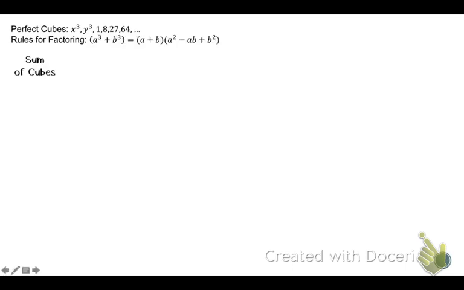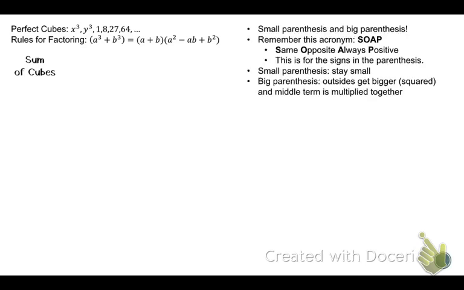So for sum of cubes, the rule for factoring is that formula that we just went through. If you want to memorize it, more power to you. I hate memorizing formulas. I hated when teachers told me, just memorize the formula. I was always like, that's stupid. So I like to remember small parenthesis, big parenthesis, SOAP. Small parentheses stay small, big parentheses get bigger. And don't get me wrong, there are some times that I might say, sorry, you just have to memorize it. But if I can ever find a trick to not have to memorize just symbols, because I know math is just symbols, I'll give you the trick, okay?